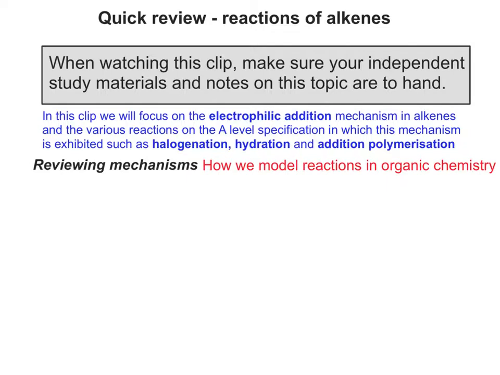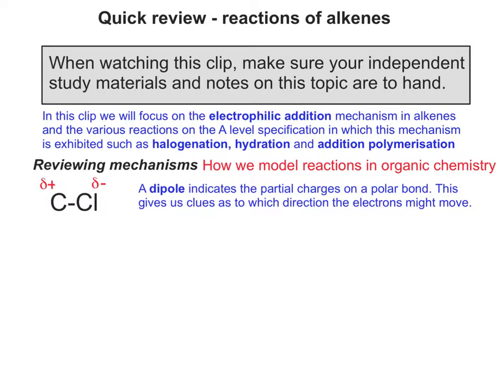So just to recap, a mechanism is a model that we use to try and describe what we think is happening step by step in an organic chemical reaction. One thing we always try and do is to put a dipole on any polar bonds that are involved in the mechanism. This gives us clues as to which direction the electrons in the bond might move.